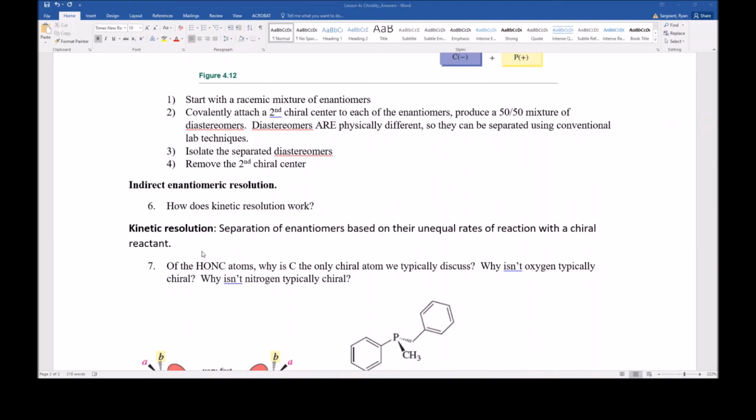Kinetic resolution is another type of separation, and I just pulled this definition from the glossary at the end of your textbook. Kinetic resolution is the separation of enantiomers based on their unequal rates of reaction with a chiral reactant. So this is another example of kind of a chicken and egg issue. Well, how can you ever separate enantiomers if you're going to react them with something chiral? And the answer is you bring in some biochemistry. So enzymes are a typical chiral reactant.